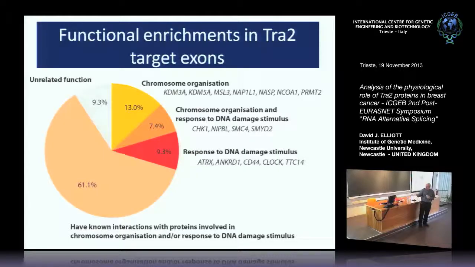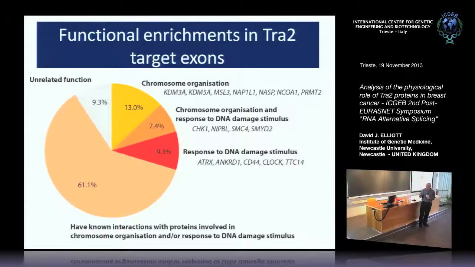Now, this accounted for a proportion of the genes, but we also mapped all our genes onto the BioGrid network, which looks at protein interactions, and we found that a further 61% of our genes which didn't map within these GO terms actually functionally interacted with a protein which was a member of one of these GO terms. So it seems there's a significant enrichment in Tra2 function in chromosome organization and response to DNA damage.